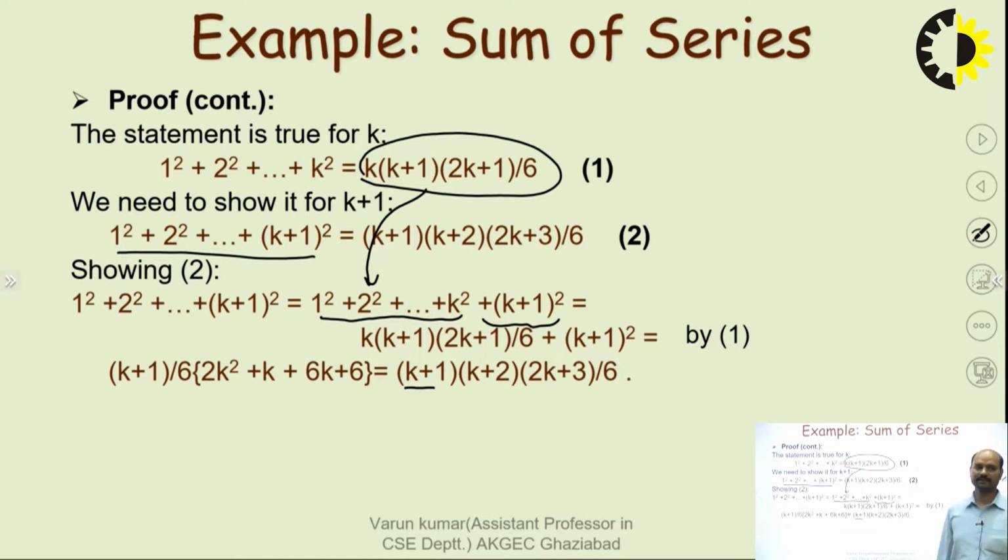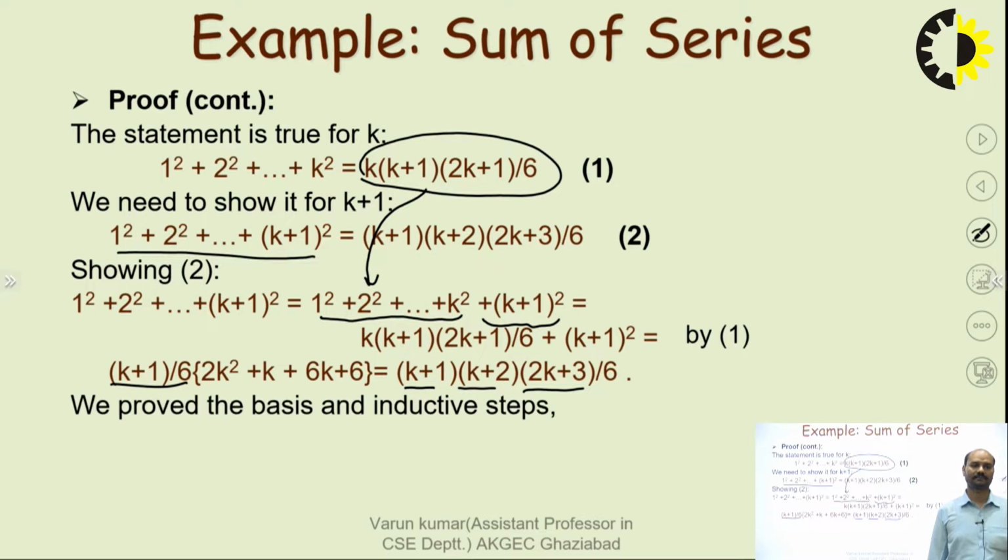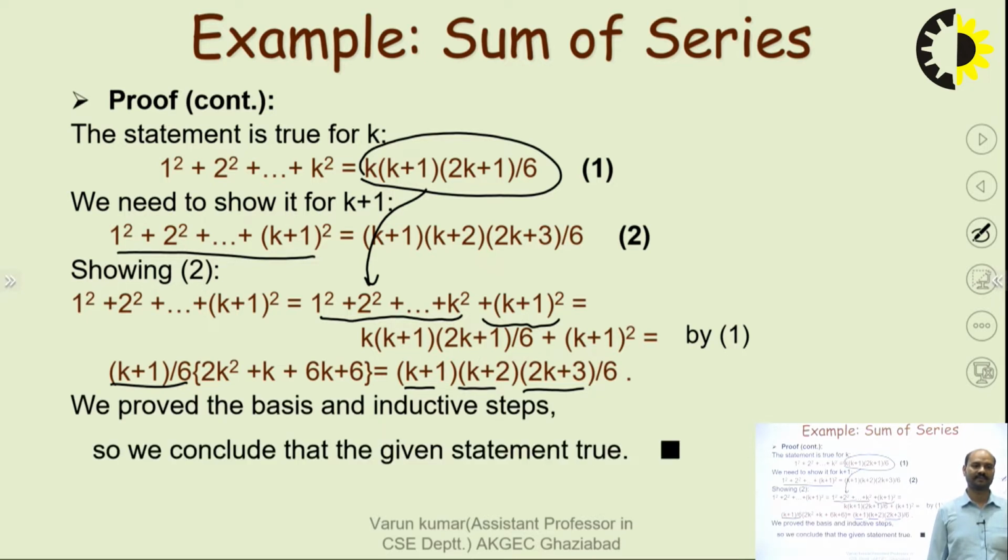We take it common, and the remaining value is 2k square plus k plus 6k plus 6, which on factorization gives the result (k plus 1)(k plus 2)(2k plus 3) divided by 6, which is equivalent to P(k plus 1). So we proved the basic and inductive step. So we conclude that the given statement is true.